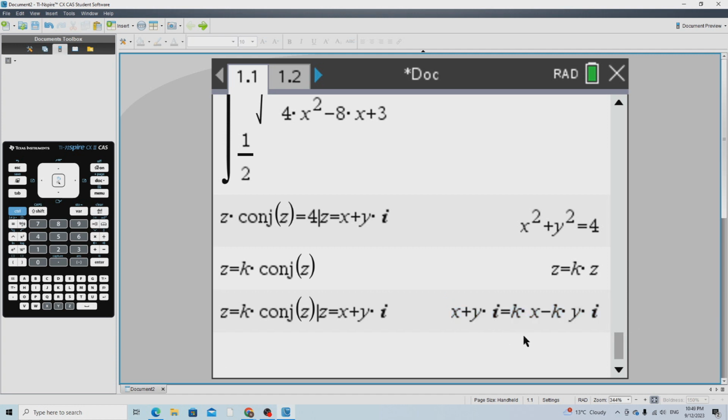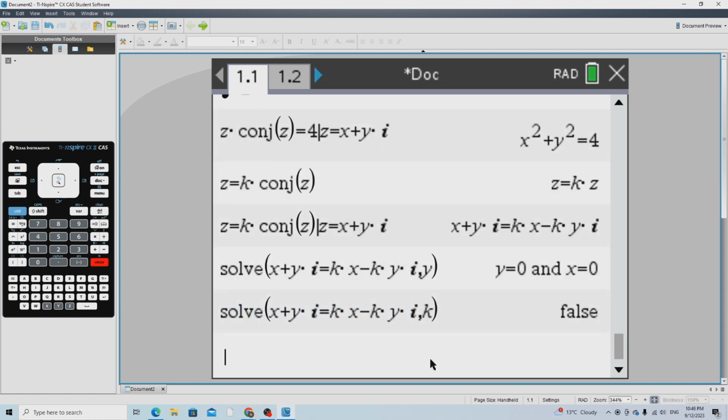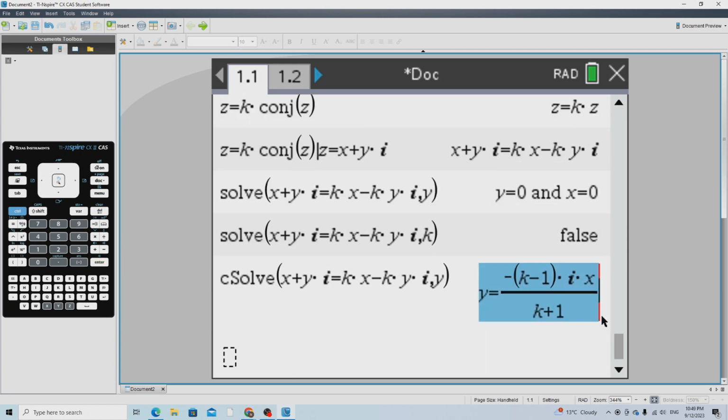If we solve for y, actually that's not a good way. We solve for y, because what we want is the equation of the line. We write complex solve. I forgot to write complex solve, because we know it's going to have some i's. We get this expression. So this is our equation of the line.